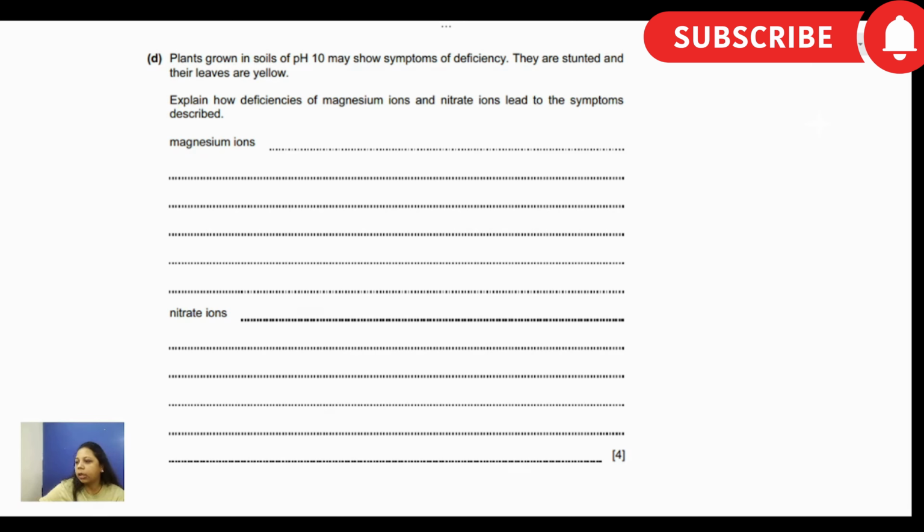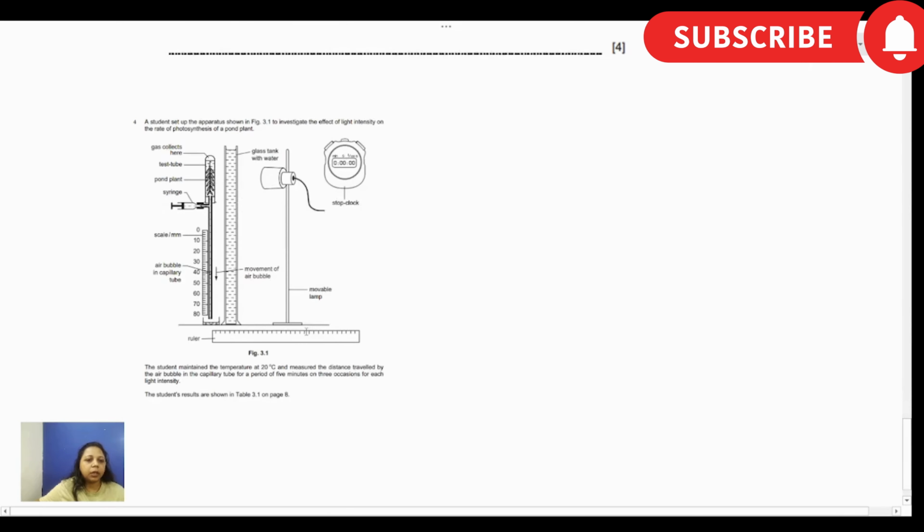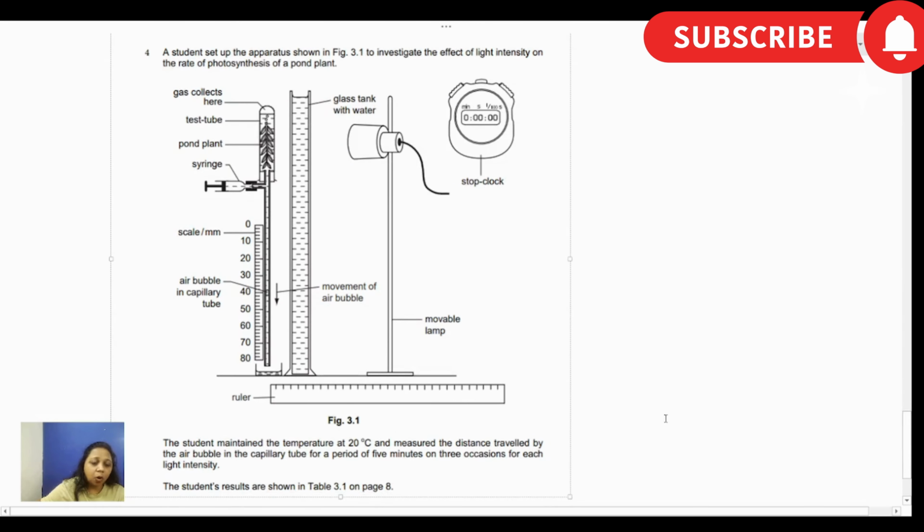Again, an experiment is given, and we need to go through the experiment. They have used certain things: the lamp, the stop clock, a scale, an air bubble, a syringe, a test tube, a pond plant, and a ruler. So what are the uses of the instruments that have been used?